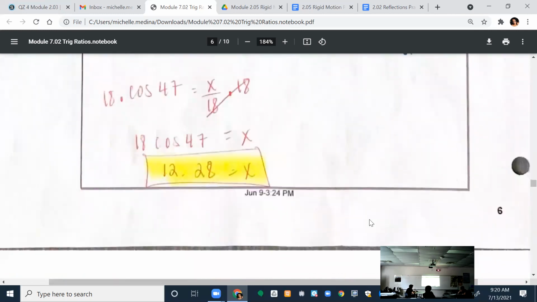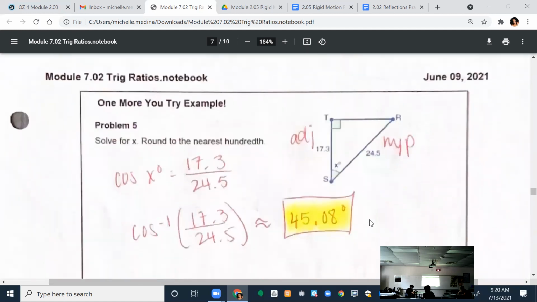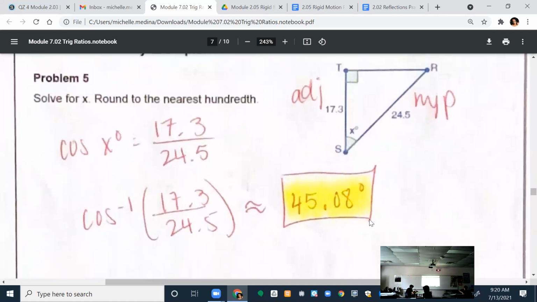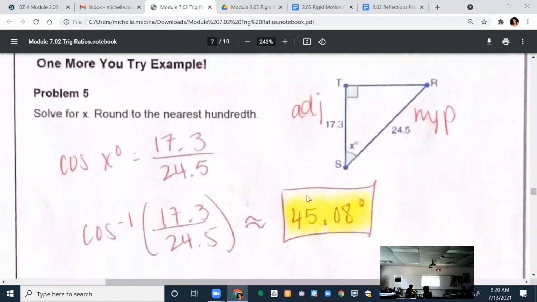Last, the you-try that I had you do was this one. Notice we're solving for an angle measure again. So after plugging it into our function, x is still x. We don't know what the angle measure is. So that means we have to use our inverse function. Using our inverse function gives us an angle measure of about 45.08 degrees. Questions, comments?